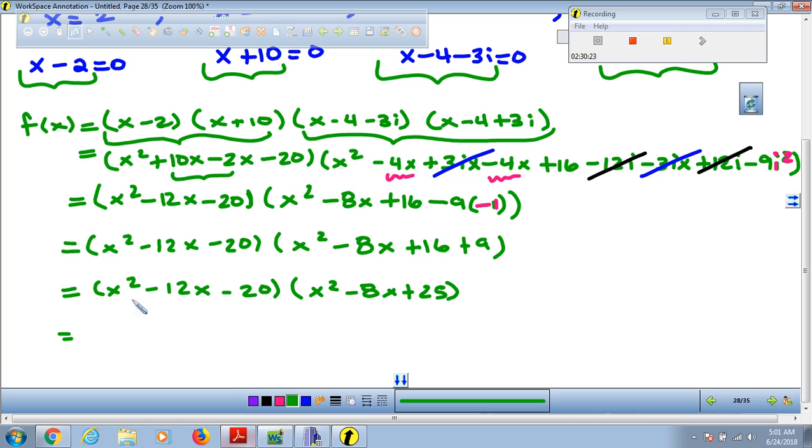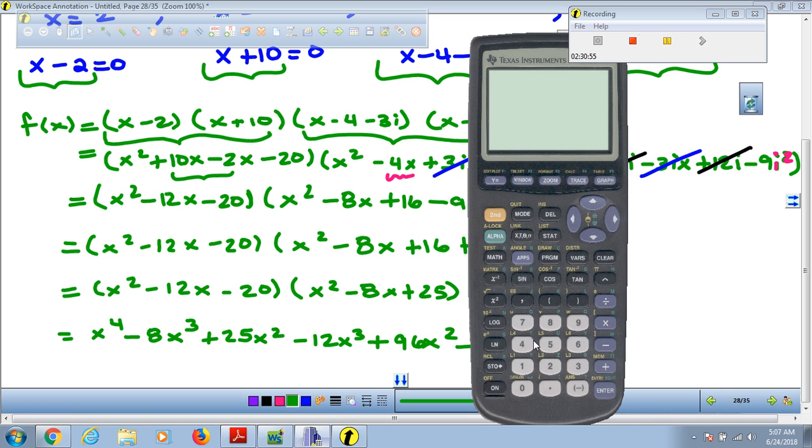And obviously we multiply these two parentheses. So x squared times x squared, x to the fourth, x squared times negative 8x, negative 8x to the third, x squared times 25, plus 25x squared. Negative 12x times x squared, negative 12x to the third, negative 12x times negative 8x, positive 96x squared, negative 12x times 25, that's going to be negative 300x.